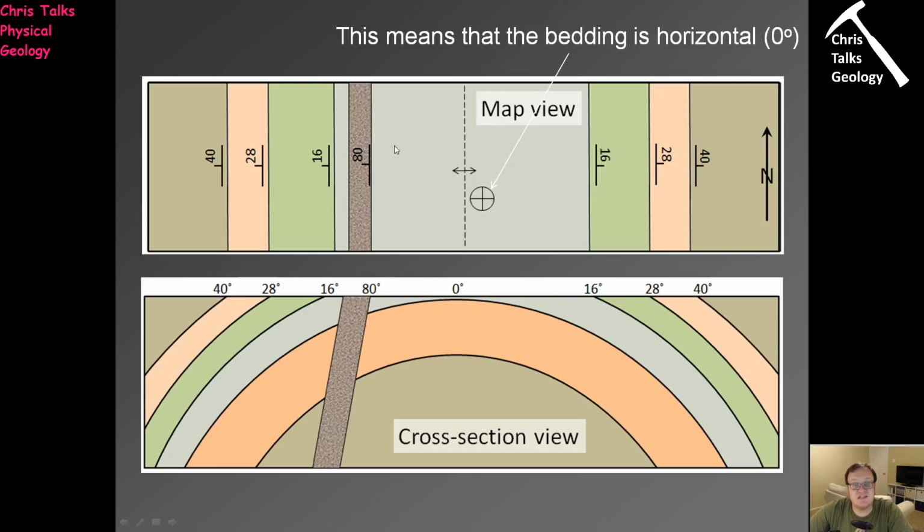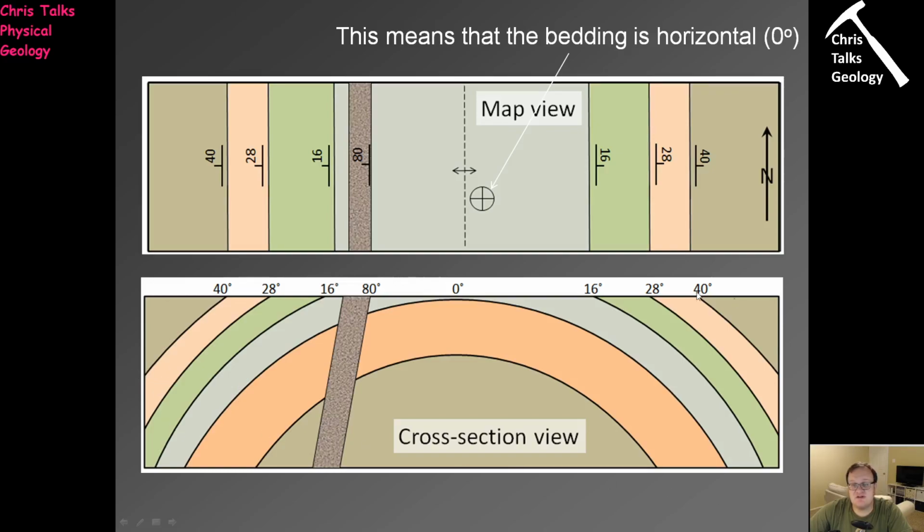Now it's also nice and realistic because they've even included this feature here. You can see we have a vertical feature that's punching its way through the sequence, and we can see that it's vertical. Okay, well, number one, principle of cross-cutting relationships. It cross-cuts this layer, and this layer, therefore it must be younger than them. And we can see it's a near vertical feature, so obviously it's going to be a dike of some variety. And we can see that this dike has a dip of 80 degrees to the west. And so we can see it dips 80 degrees towards the left-hand side of our diagram, which is the west.